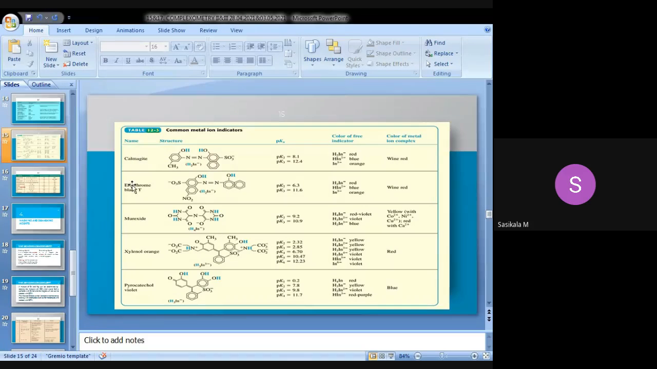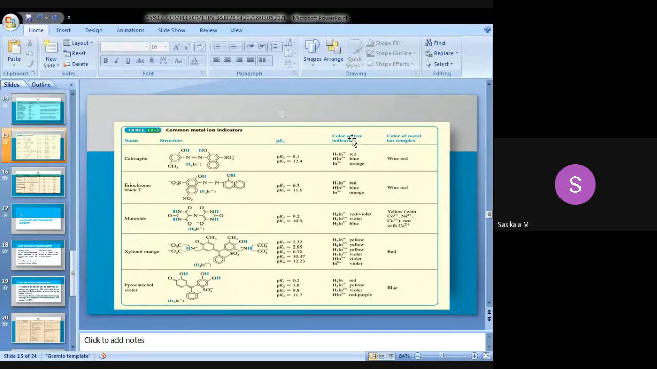This table represents different complexometric indicators and their chemical structures. Okay, calmagite, how it appears. What is the chemical structure of calmagite? Eriochrome black T or solochrome black T or mordant black. What is the chemical structure? Then murexide. One more is xylenol orange, then pyrocatechol violet. These are the chemical structures of the complexometric indicators, or metal ion indicators, or pM indicators.